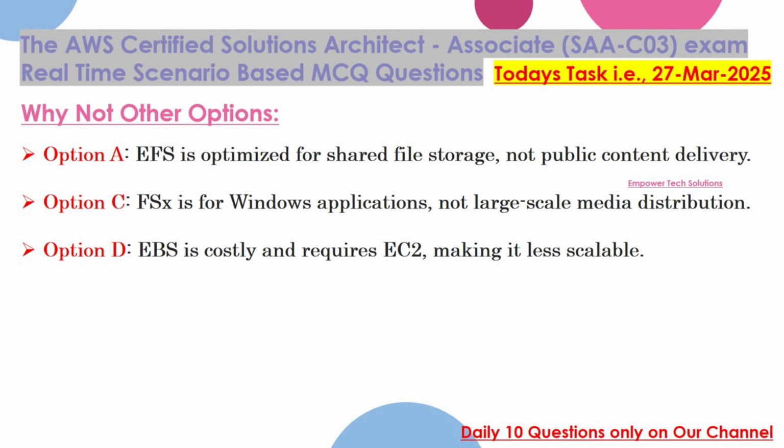Why not other options? Option A. EFS is optimized for shared file storage, not public content delivery. Option C. FSx is for Windows applications, not large-scale media distribution. Option D. EBS is costly and requires EC2, making it less scalable.